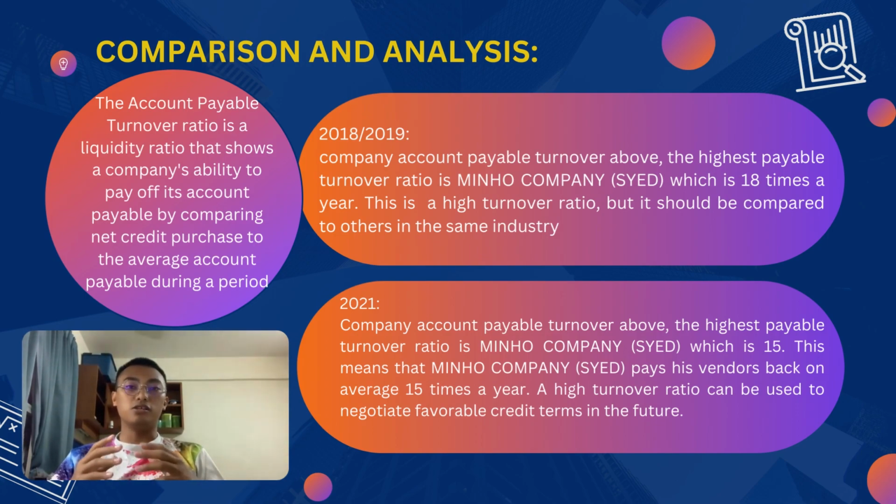And for the analysis on 2021, the company account payable turnover is also shown above. The highest payable turnover ratio is Minho company, which is 15. This means that Minho company pays its vendors back on average 15 times a year. A high turnover ratio can be used to negotiate a favorable credit term in the future.